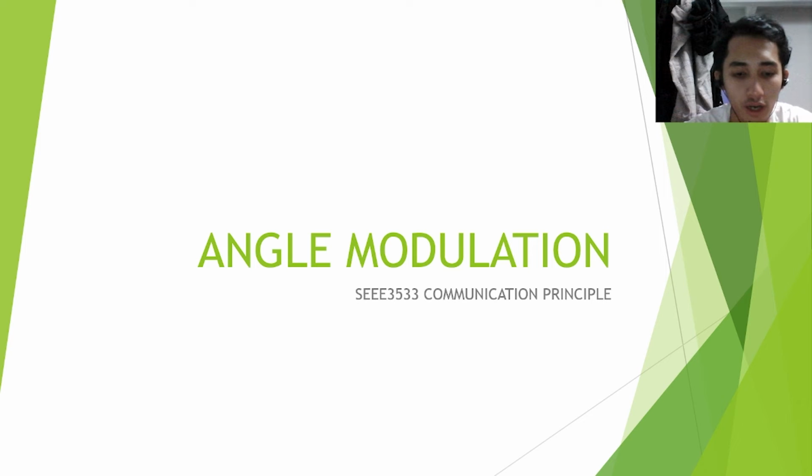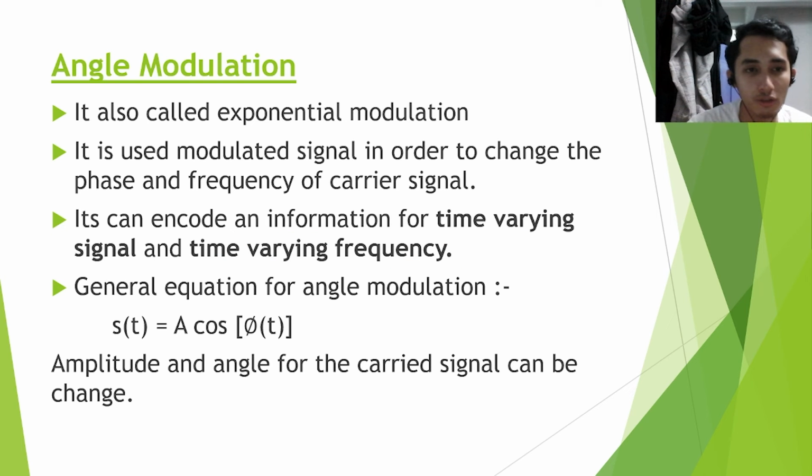For my task, I need to present about angle modulation. So, angle modulation is also called exponential modulation. It is used for modulated signals in order to change the phase and frequency of the carrier signal. It also can encode information for time varying signal and time varying frequency. These are the general equations for the angle modulation.